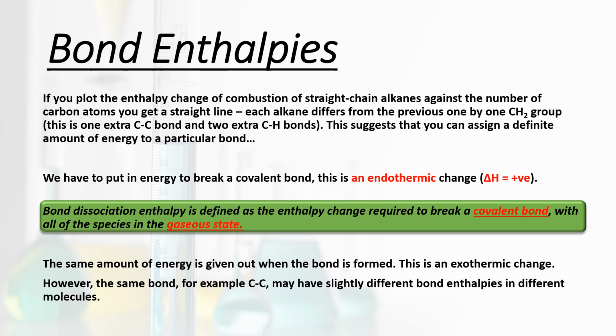However, the same bond, say for example a carbon-carbon bond, might have slightly different bond enthalpies in different molecules. And this is just due to the fact that in different molecules, you have slightly different environments for that carbon-carbon bond, maybe different functional groups or different lengths or something. It's just that every single bond isn't in exactly the same environment, essentially, and so there are very slight differences in the actual bond enthalpies in different molecules.